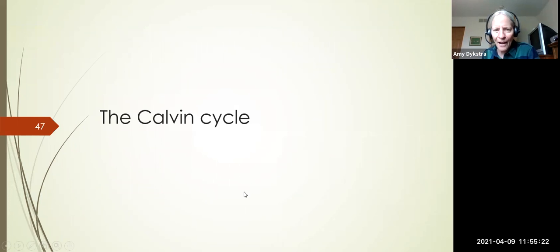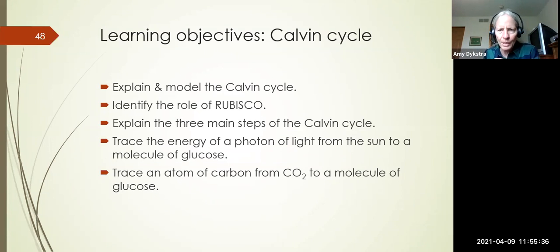All right. So let's look at how the ATP is used once it is made by the light reactions. The ATP is used in the Calvin cycle. Your learning objectives for the Calvin cycle are to be able to model the Calvin cycle and identify the role of rubisco, which is arguably the most important enzyme in the world, and perhaps the most abundant enzyme in the world. Your plant leaf cells are full of rubisco. And we'll look at the three main steps of the Calvin cycle.